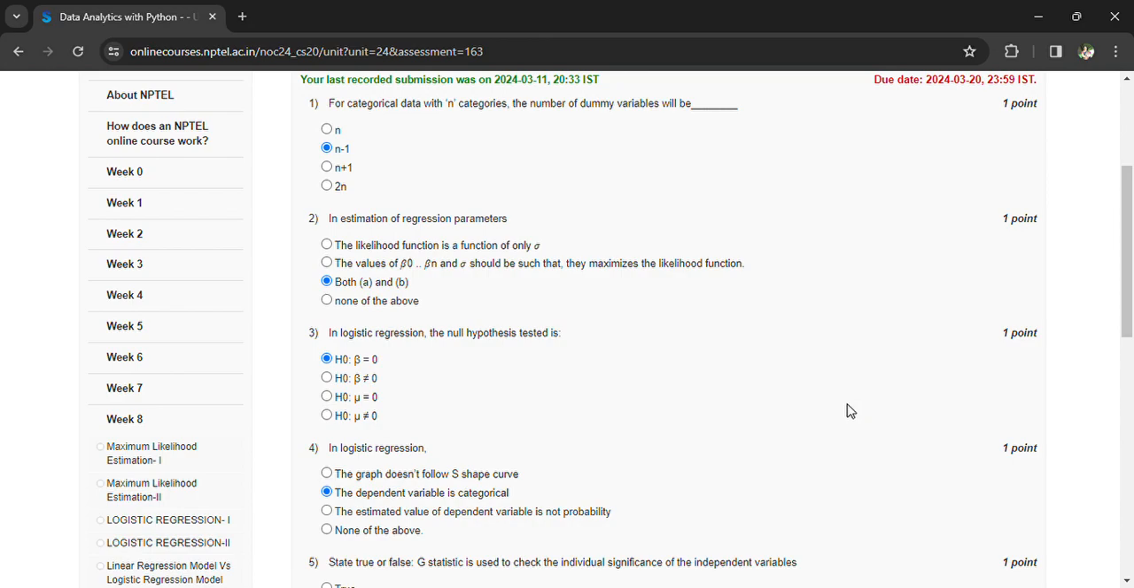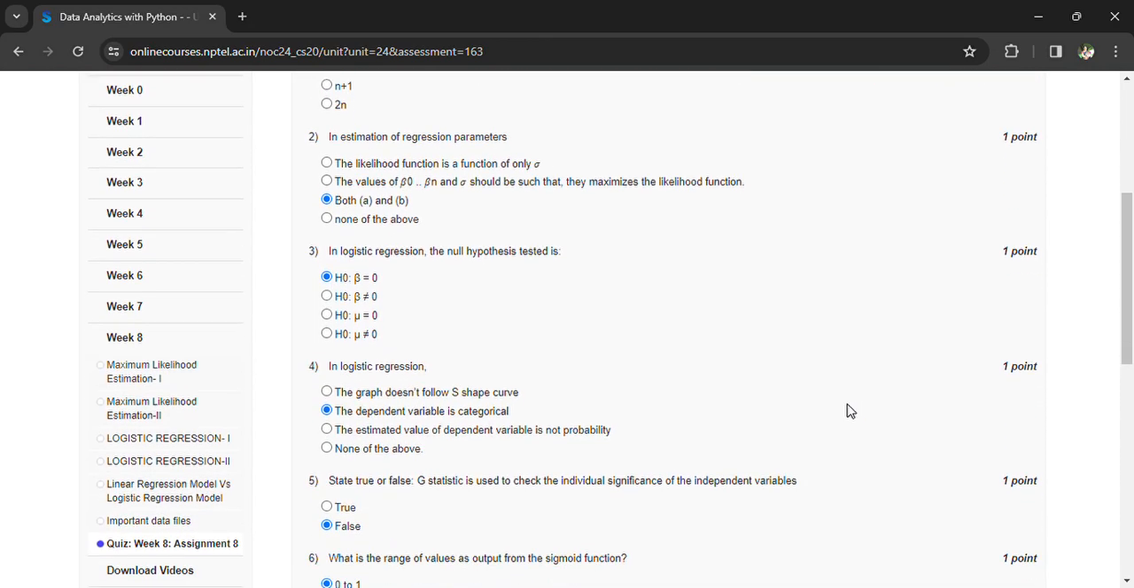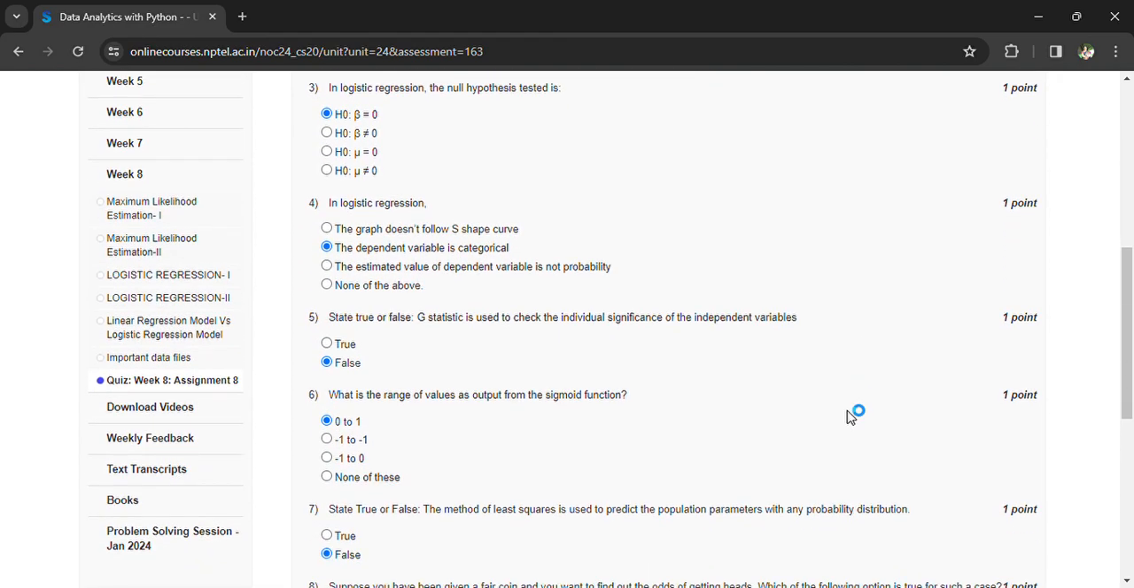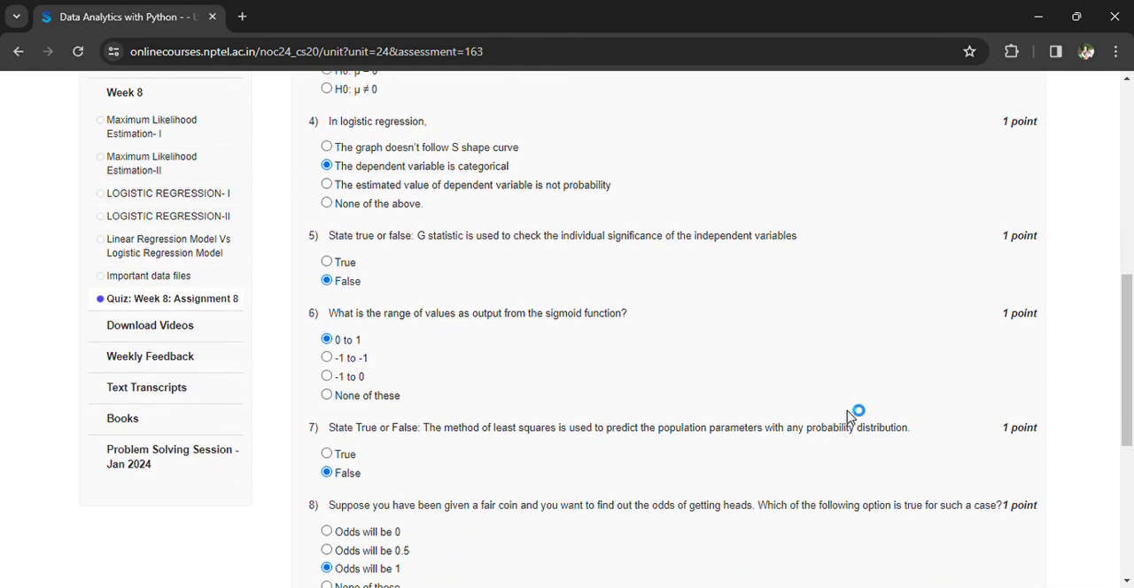State true or false, G statistic is used to check the individual significance of the independent variables. That is false. What is the range of values as output from the sigmoid function? 0 to 1. State true or false, the method of least squares is used to predict the population parameters with any probability distribution. False. Suppose you have been given a fair coin and you want to find out the odds of getting heads.